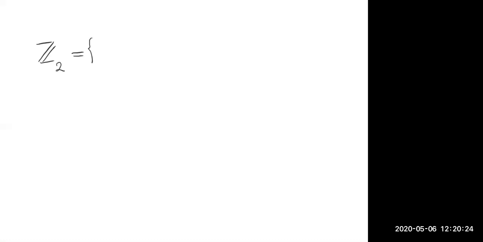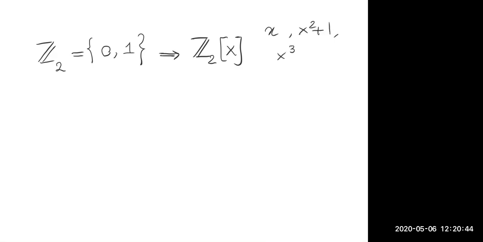Z_2 is the set of only two numbers, 0 and 1. And then consider Z_2[x]. This is the set of polynomials where the coefficients are only 0 or 1. So for example, x squared plus x cubed plus 1, etc. These are the polynomials here. The coefficients can only be 0 and 1. The coefficients always come from here, and because Z_2 has 0 and 1, the coefficients can be only 0 and 1.